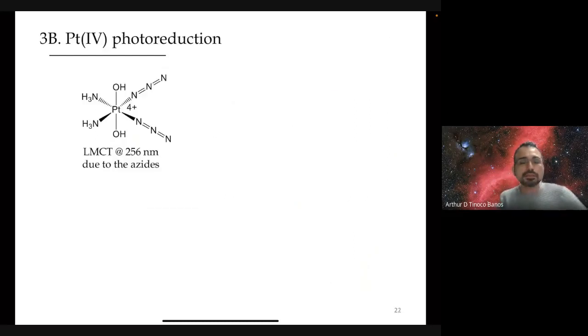All right. Here is an example of photoreduction of a platinum(IV) compound. This octahedral platinum(IV) compound has a ligand to metal charge transfer band at 256 nanometers, and that is because of the interaction between platinum(IV) and the azides. That absorbance will lead to electron density from the azides going into the metal center.